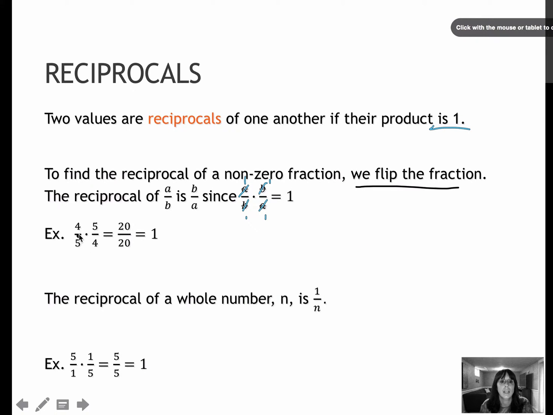For example, if I have 4/5 times 5/4, notice 4/5 flipped over is 5/4. My 4s would cancel, my 5s would cancel, and I'd end up just with 1. If I didn't cancel to begin with, I would have taken 4 times 5 to get 20, 5 times 4 to get 20, and 20 divided by 20 is, of course, 1.